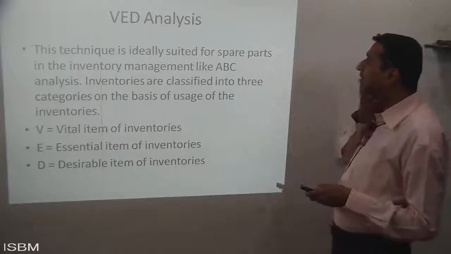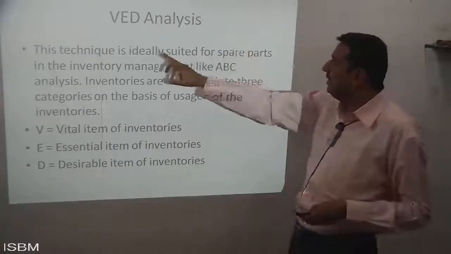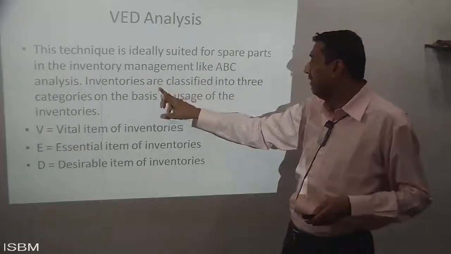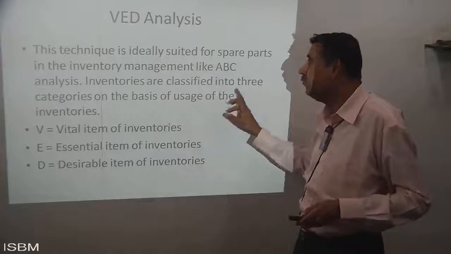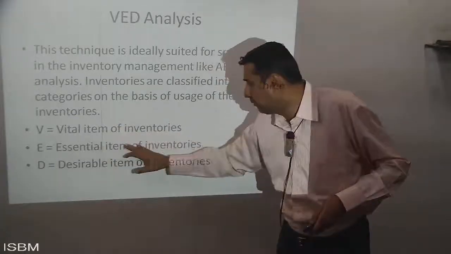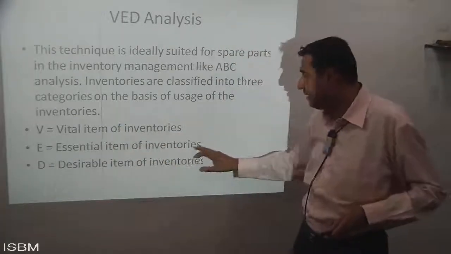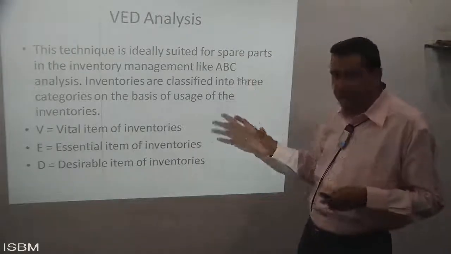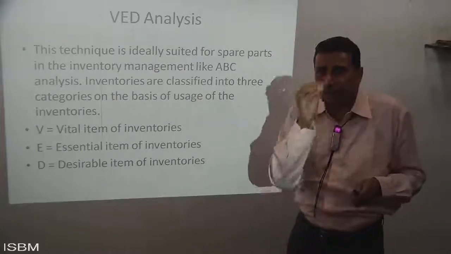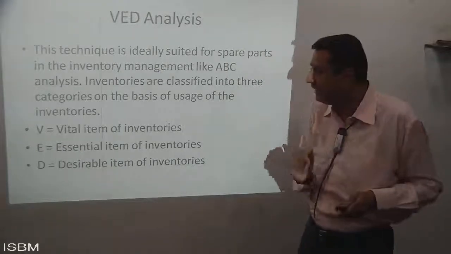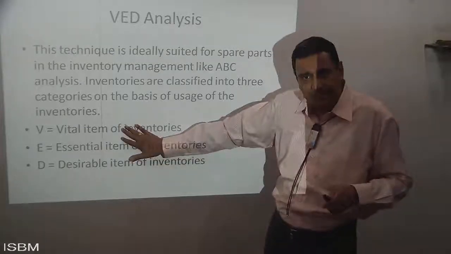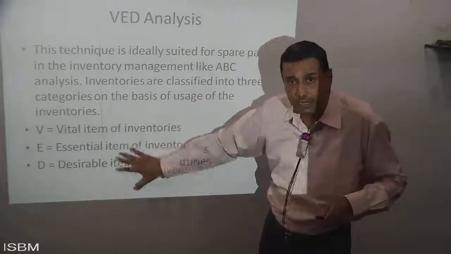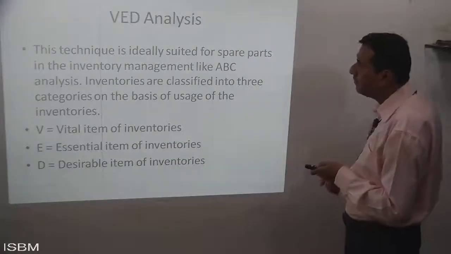Then there is another inventory analysis called VED analysis. This technique is ideally suited for spare parts in inventory management, like ABC analysis. Inventory is classified into 3 categories on the basis of usage: vital items, essential items, and desirable items. Sometimes instead of ABC analysis, the company tries to focus on individual spares or individual consumables. So they classify vital, essential and desirable items for monitoring and control under each category.